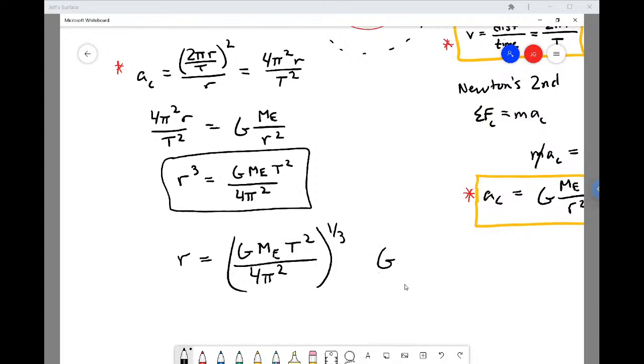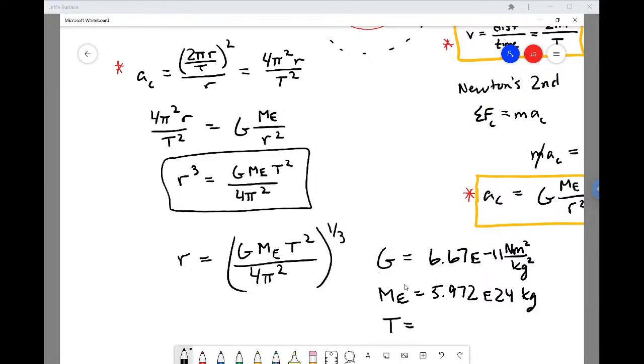We look up these physical constants. G, the universal gravitational constant, is equal to 6.67 times 10 to the minus 11th, it's a very small number, in units of newtons times meters squared over kilograms squared. What about the mass of the Earth? Let's look that up. The mass of the Earth is 5.972 times 10 to the 24th kilograms.